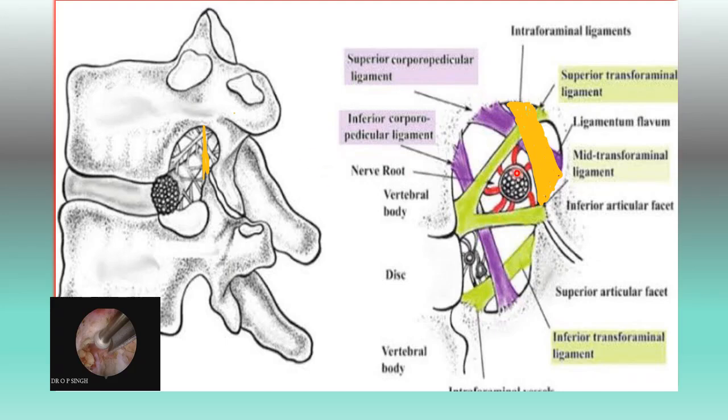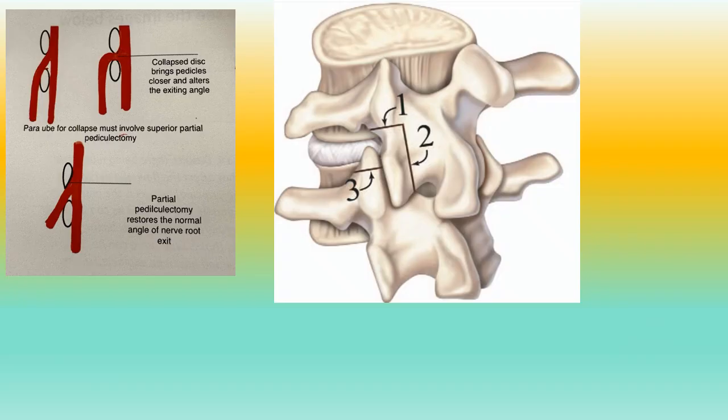This is the anatomy of the foramen. This is the root, and most importantly, the foraminal ligament is the ligamentum flavum, reaching up to the foramen. Now sometimes the distance between the pedicles reduces to this, and the vertical orientation of the root becomes horizontal. So you need to do some part of pedicle resection like this to make it more vertical than horizontal.